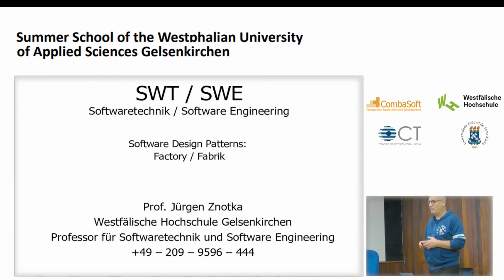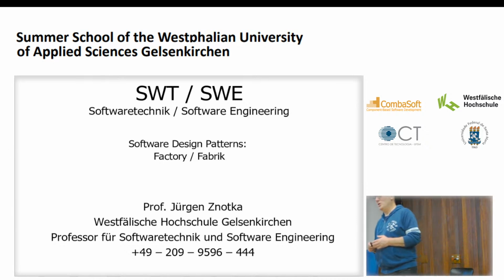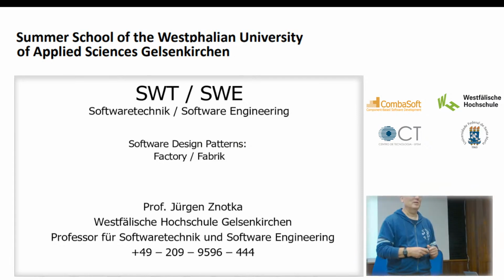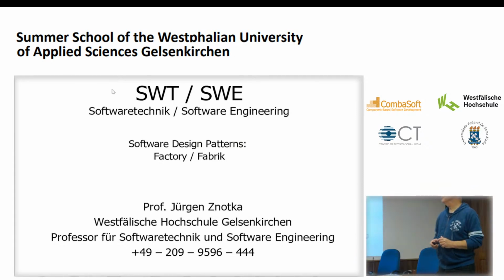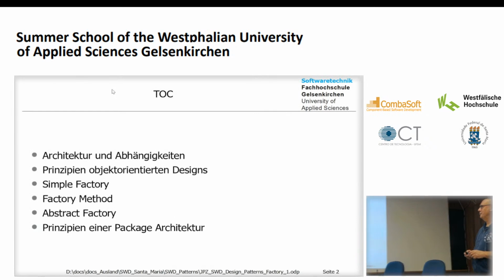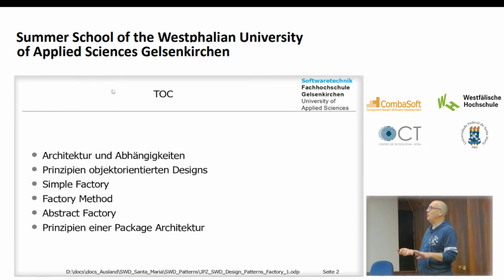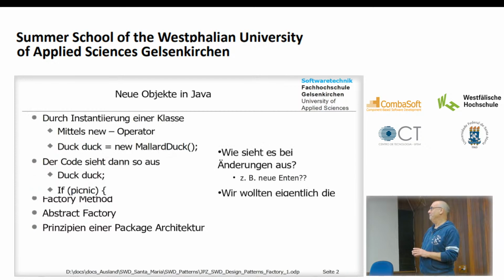Why is it called factory? Well, if you produce cars, you don't produce them in every corner of the town, you just have a factory where you produce them. We have advantages if we can produce objects at one special place. We talk about these three factories. A simple factory I will do today, and factory method and abstract factory will be done on Monday.